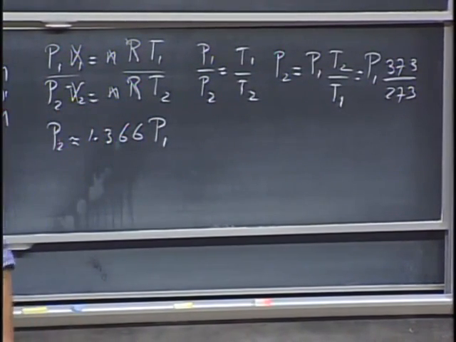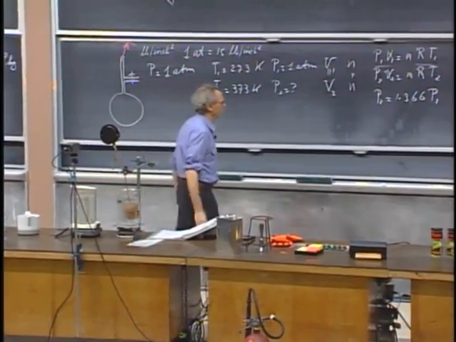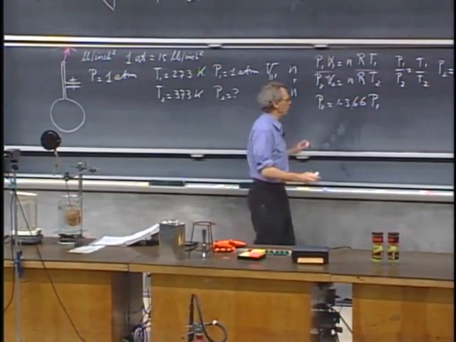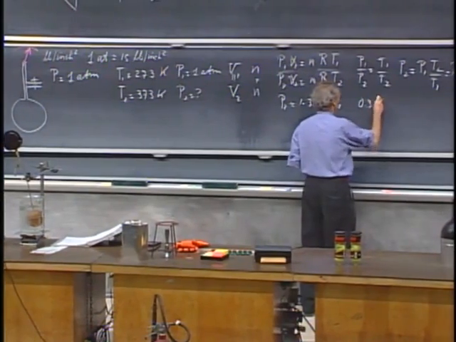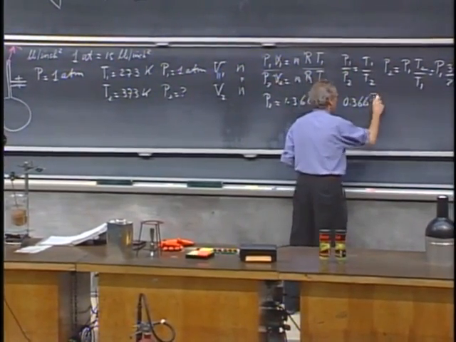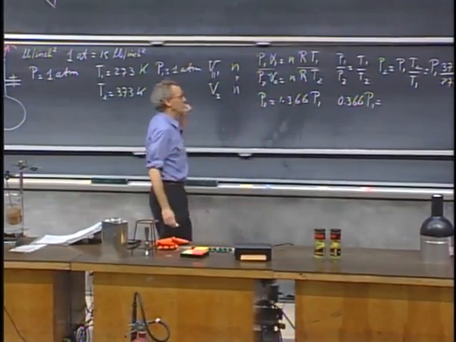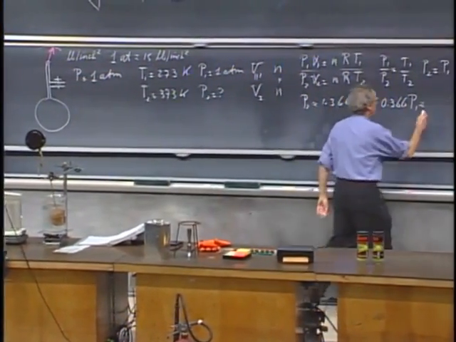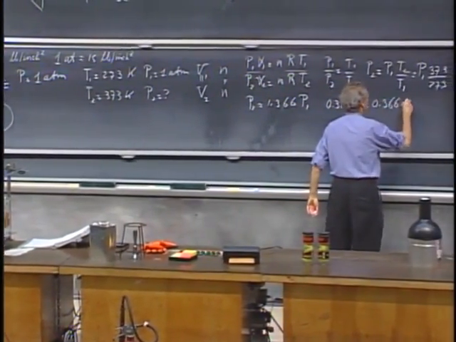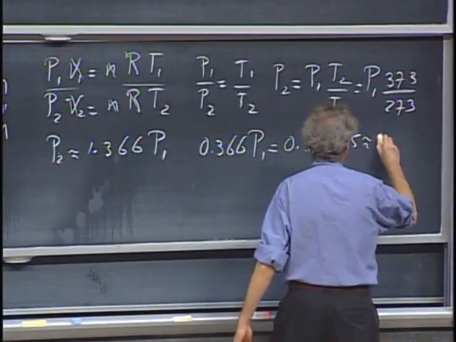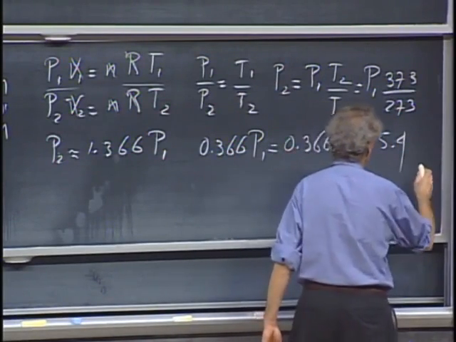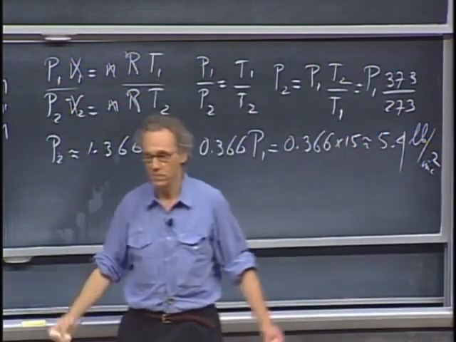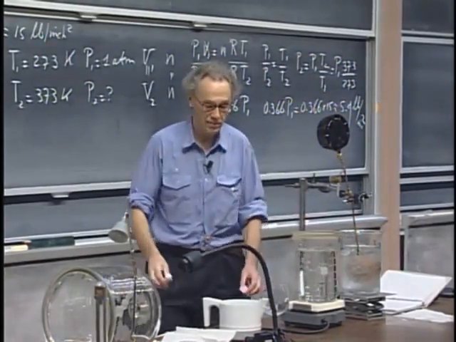Now this gauge is an overpressure gauge. So therefore, you're not going to see this number, but you're going to see the difference with 1 atmosphere. So what the gauge will show us is 0.366 times 1 atmosphere. And since it is calibrated in pounds per square inch, it is 0.366 times 15 pounds per square inch, and that is about something like 5.4 pounds per square inch. So that's what I predict, and we'll see how close we get.